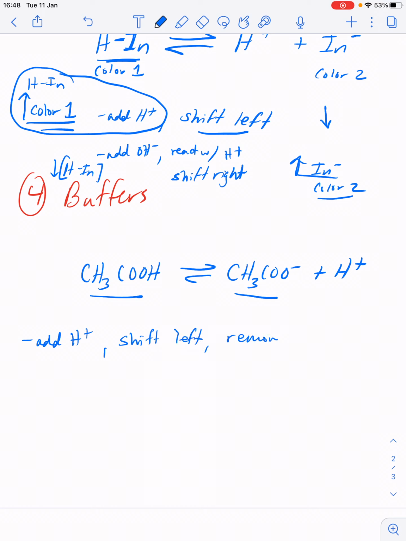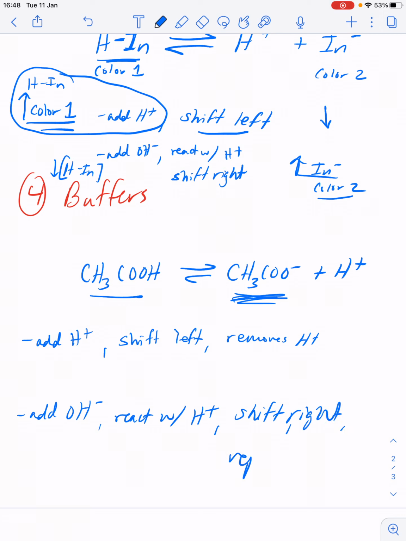and that removes H+ because it reacts with the CH3COO-. If you add OH-, that will react with the H+, and then it will shift right to replace H+. When the CH3COOH dissociates apart, it's going to make new free H+. And so in both cases, the pH remains largely unchanged because the H+ that you added can be removed and the H+ that is lost can be replaced.